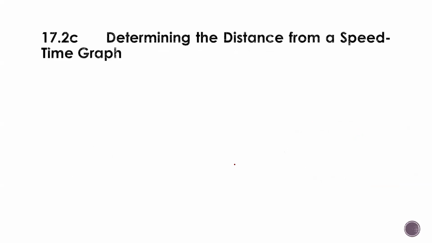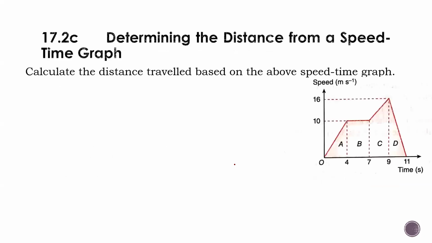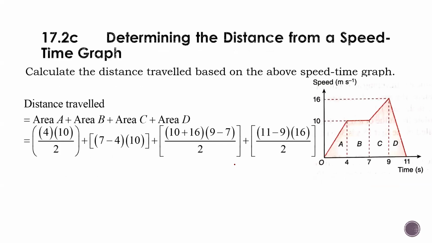So now we need to determine the distance from a speed time graph. In here you'll be learning speed time graph. So calculate the distance traveled on the above speed time graph. Let's see. This speed time graph, I make it A, B, C, D. So my distance traveled is actually area A plus area B plus area C plus area D. So I'm doing it all. This one is a triangle, rectangle, trapezium, triangle. Then I'm having 20 plus 30 plus 26 plus 16. I have 92 meter.